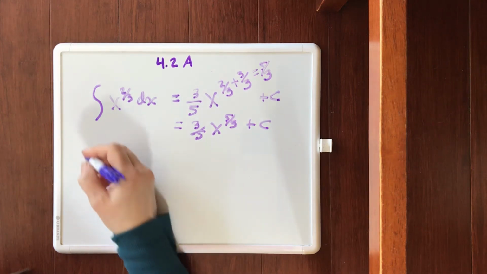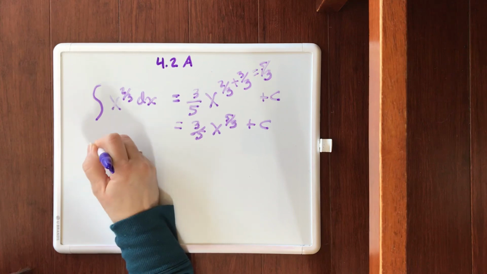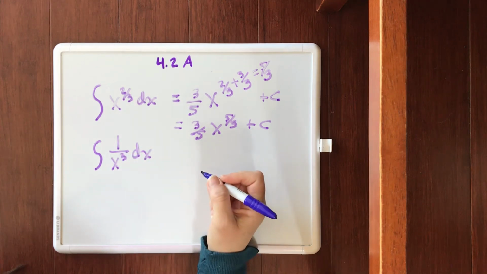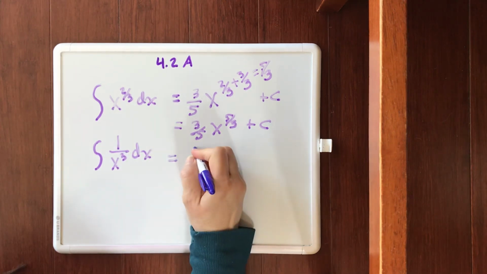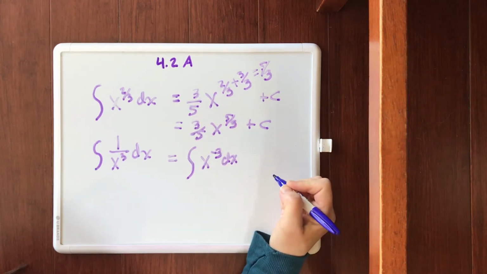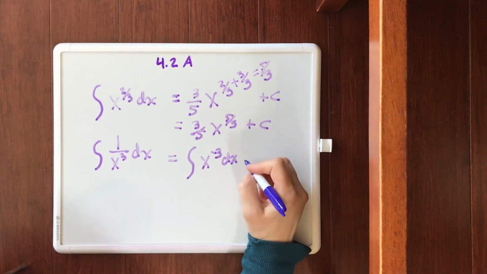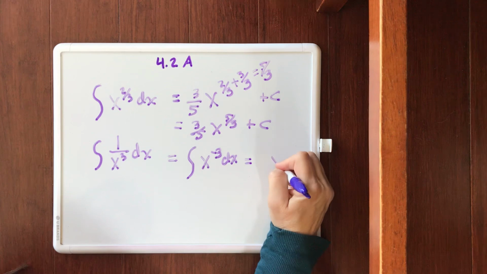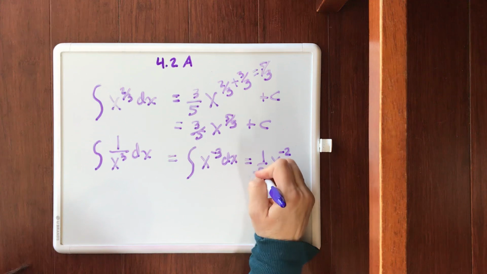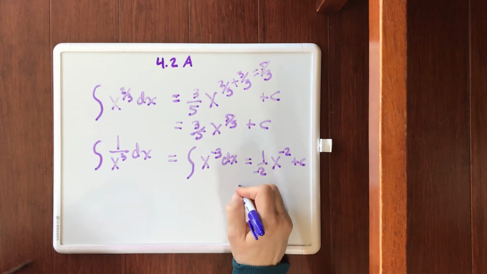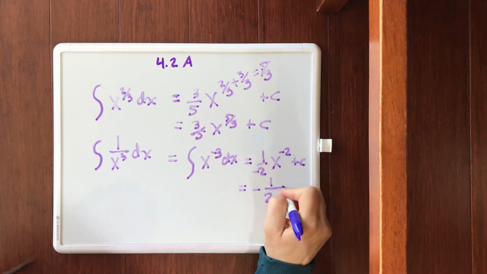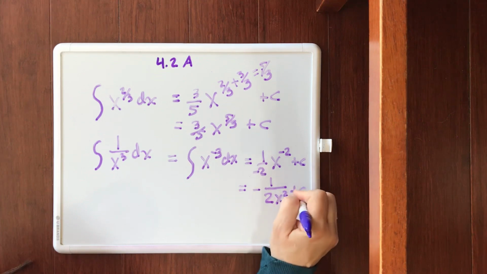Okay, one more. Now what if we have 1 over x cubed dx? How would we handle that? Well, we'll just bring it up to the numerator and change it to x to the -3. That's easier to deal with. Now we're going to add 1 to the -3. So adding 1 to the -3, we get -2. And then we're going to go ahead and divide by that -2 plus c. And so our answer is -1/2 x to the -2, which is -1/2 over x squared, plus c.